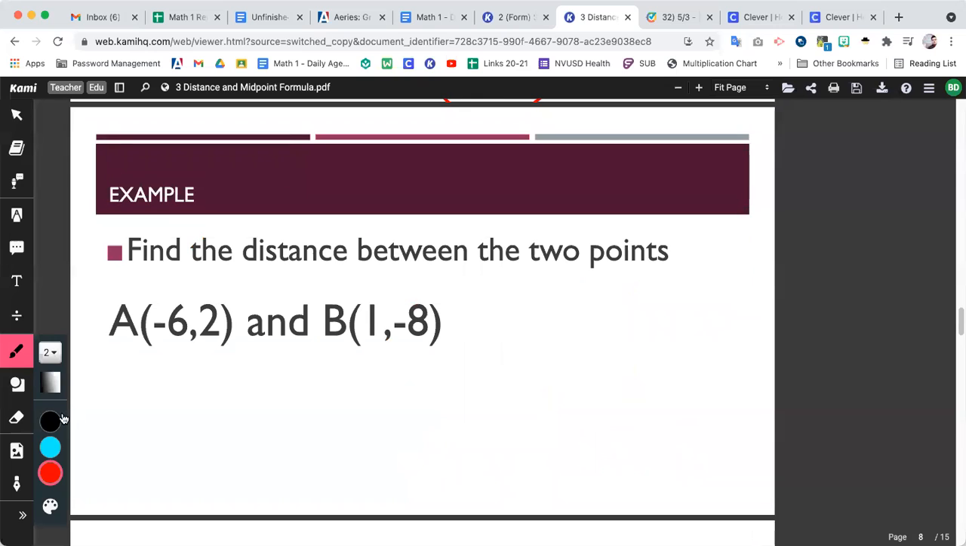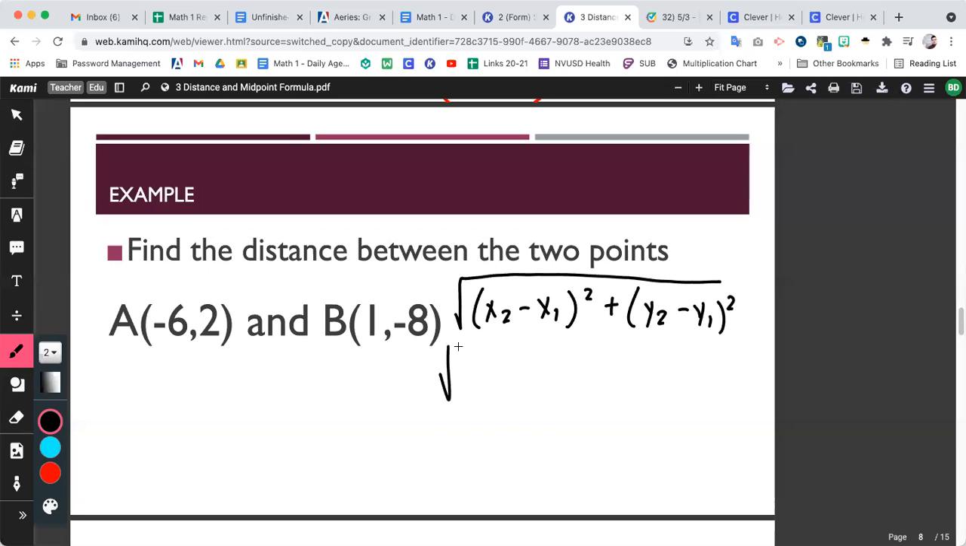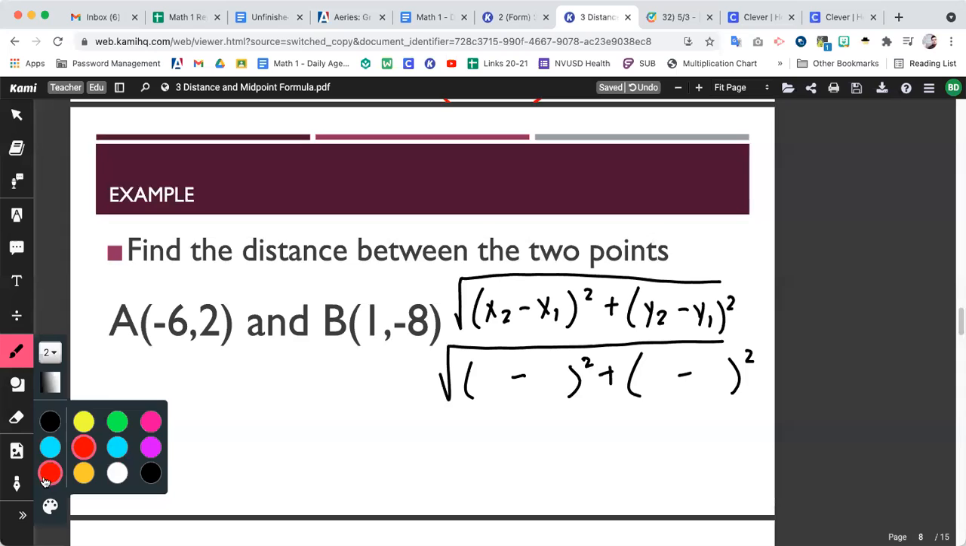Okay, let me write down the formula for this one and then we'll plug the numbers in. We have x2 minus x1 squared plus y2 minus y1 squared. Let me write it out without the x2, y2 part, just the outline. Now on this one, we're going to be really, really careful because we have negative numbers here. So let's go ahead and plug some numbers in.